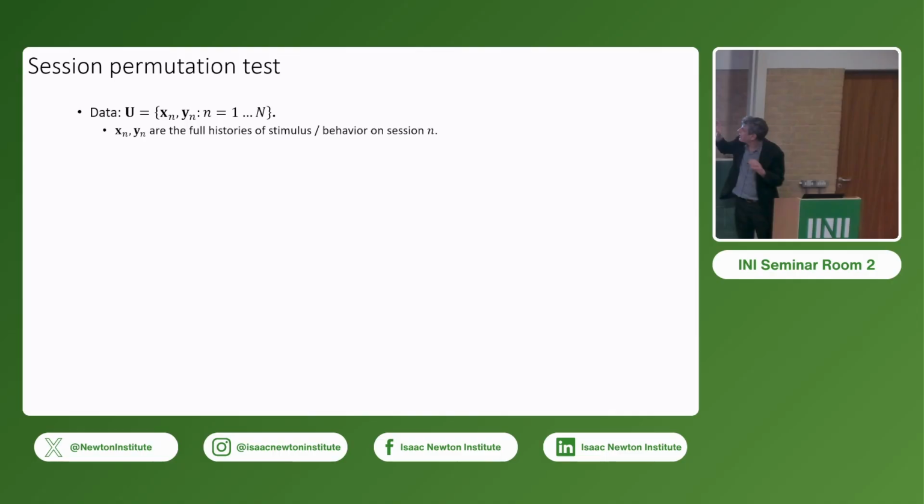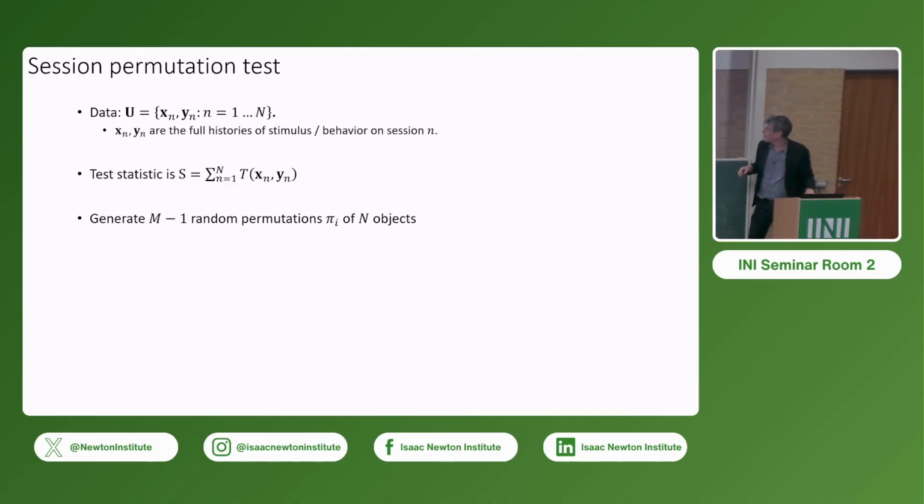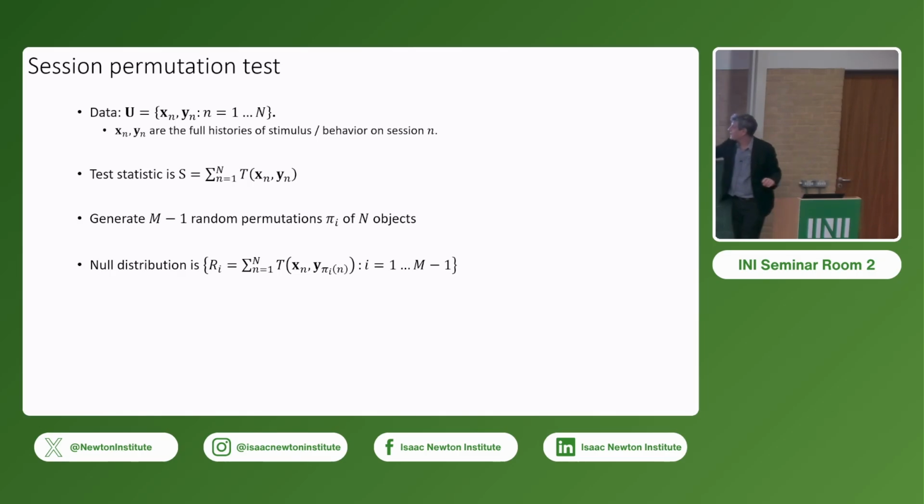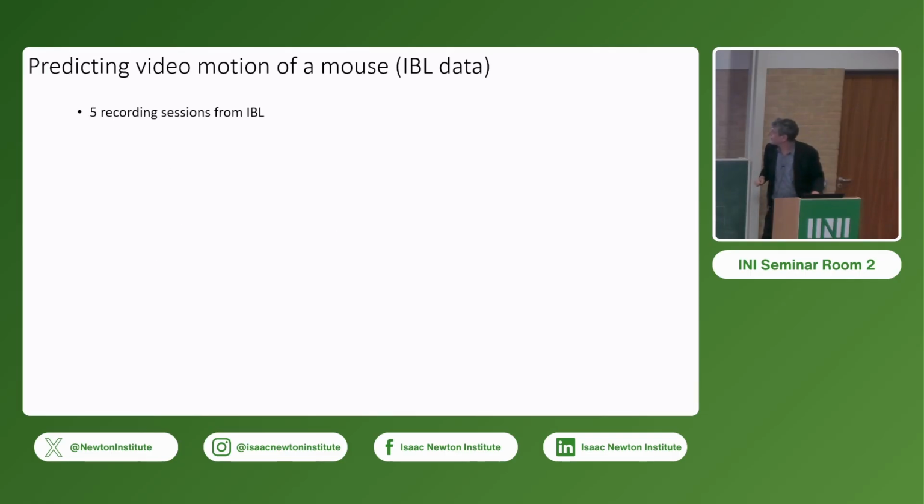Our data is the full histories of the neural activity and the behavior, or the stimulus and the behavior. We get a test statistic for each session, and we add them to get a global test statistic. Then we generate some random permutations of the sessions, and we get a null distribution where we're comparing the actual neural data to the permuted session. And then we use the usual formula to get a p-value, the number of times the actual statistic exceeded the null distribution. Okay, and let's look at this.